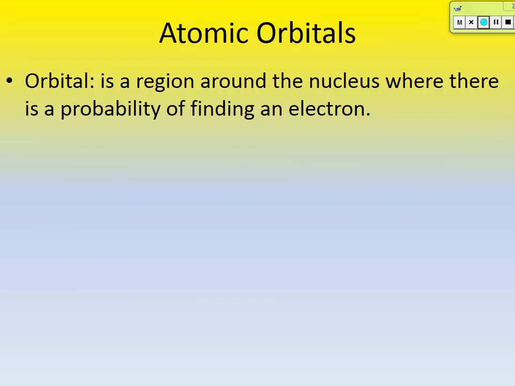So an orbital is a region around the nucleus where there's a probability of finding an electron. If you think about the word probability, it means the likelihood or the chance of finding an electron. That's really what an orbital is: this space around the nucleus where there's a high probability of finding an electron. As we learned in the last video about the Heisenberg uncertainty principle, we don't know for sure exactly what its position is and its velocity, but we're going to talk about it in terms of orbitals, the probability of finding an electron in that space.